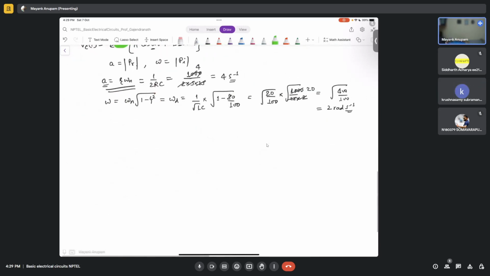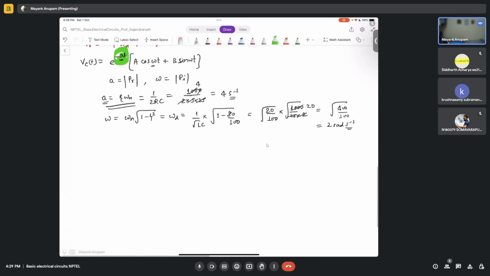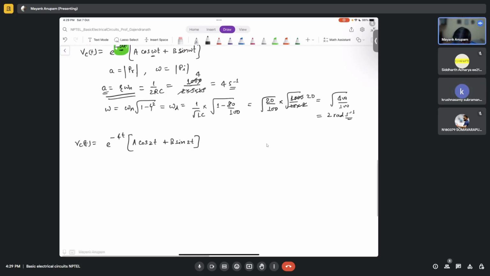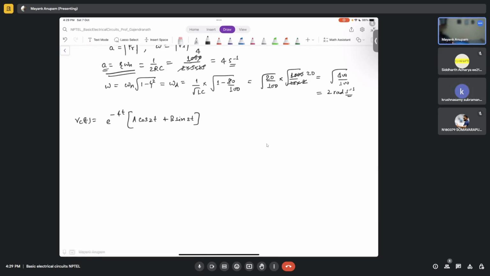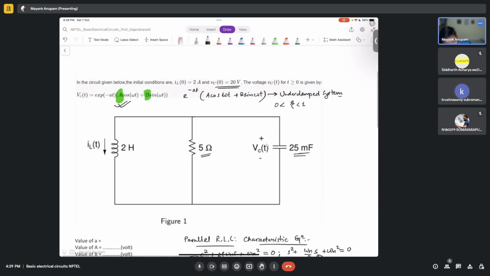Let me rewrite our equation. Vc of t is e to the power minus 4t, times capital A cos of 2t plus B sine of 2t. This is our Vc of t. It is given that Vc of 0 is 20 volts, and IL of 0 is 2 amperes.